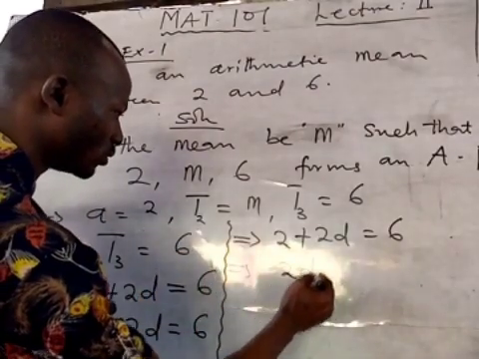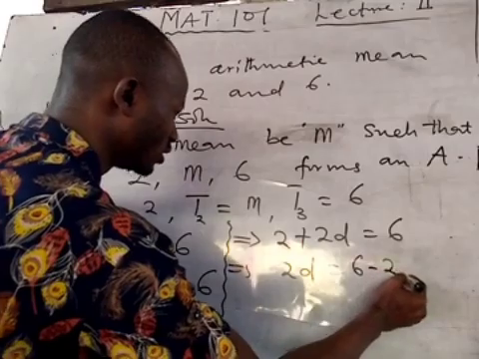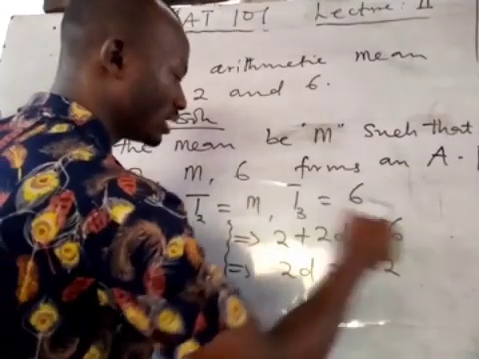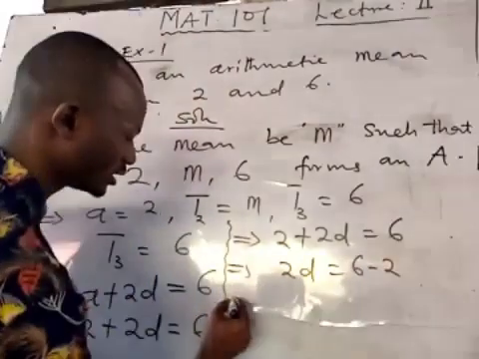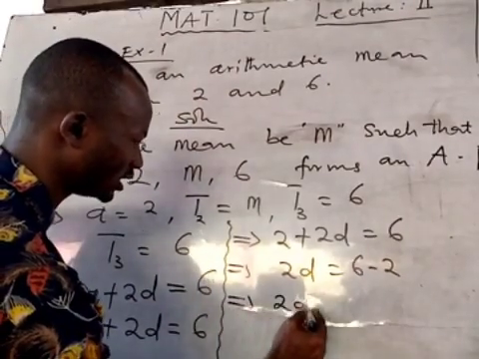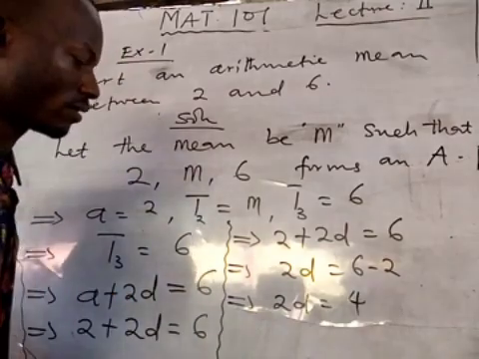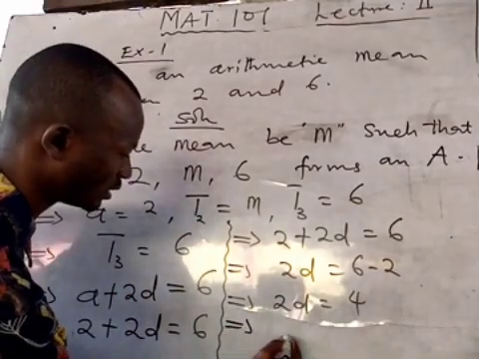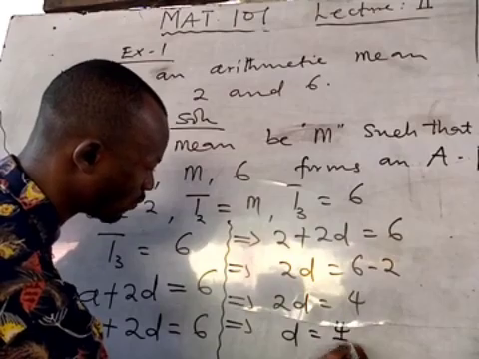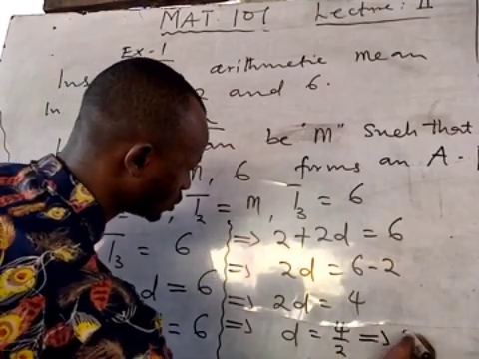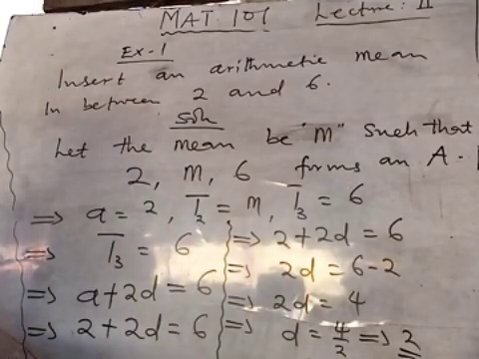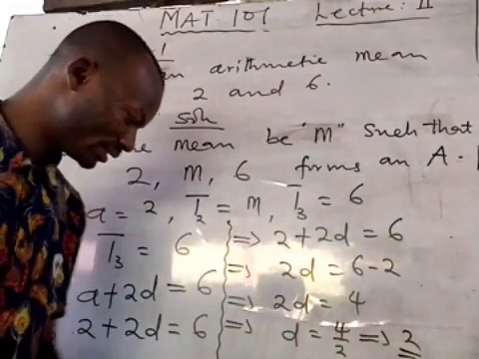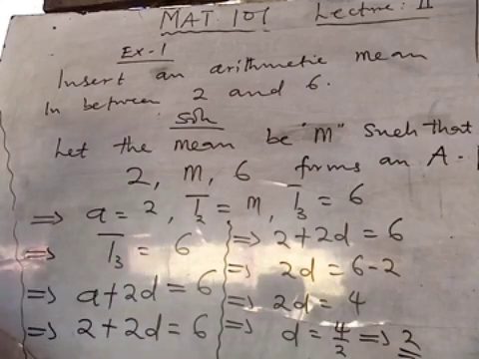Which then means that 2d alone is equal to 6 minus 2, because I will take this guy to this side. As it crosses over, it becomes minus here. So this equally means that 2d is equal to 4, which equally means that the value of d will be equal to 4 over 2, which gives us 2. So we have gotten the value of the common difference, and we have the first term.